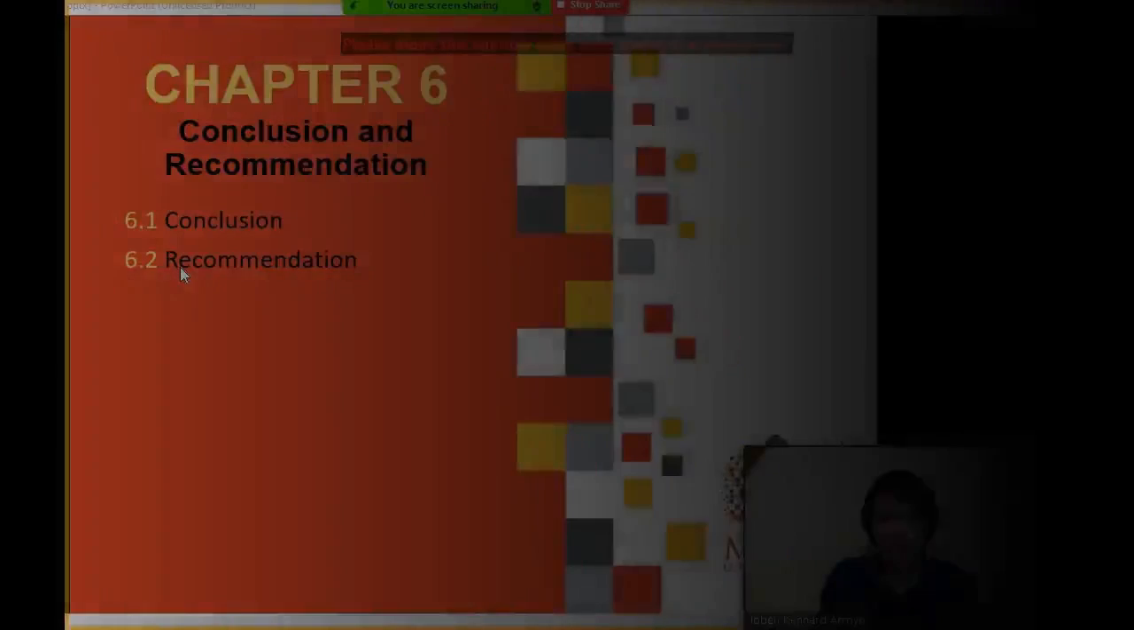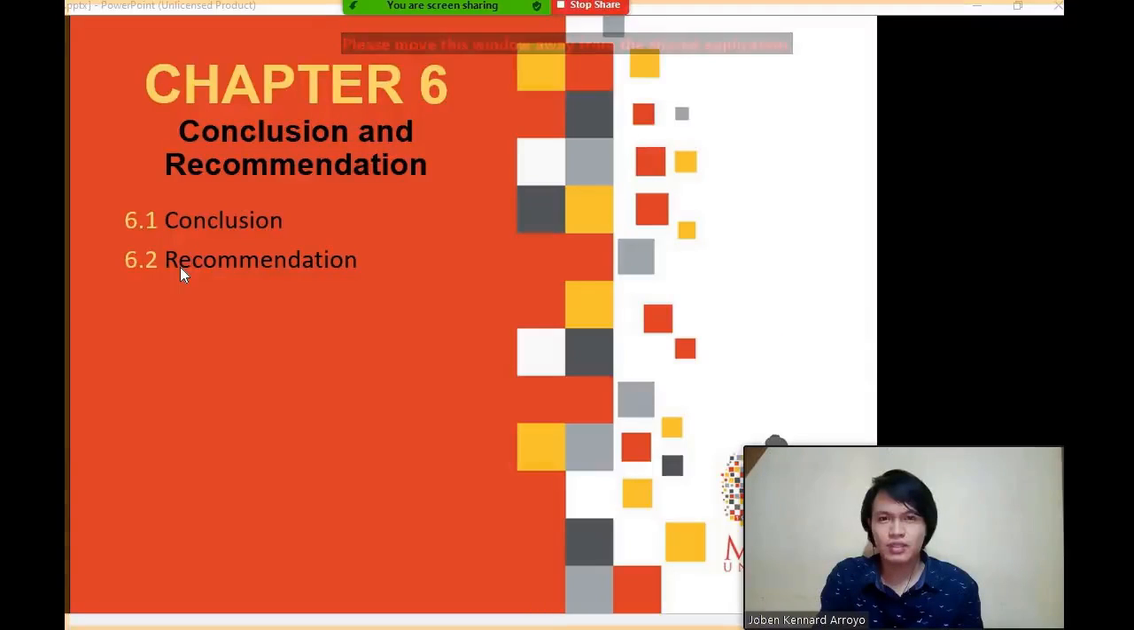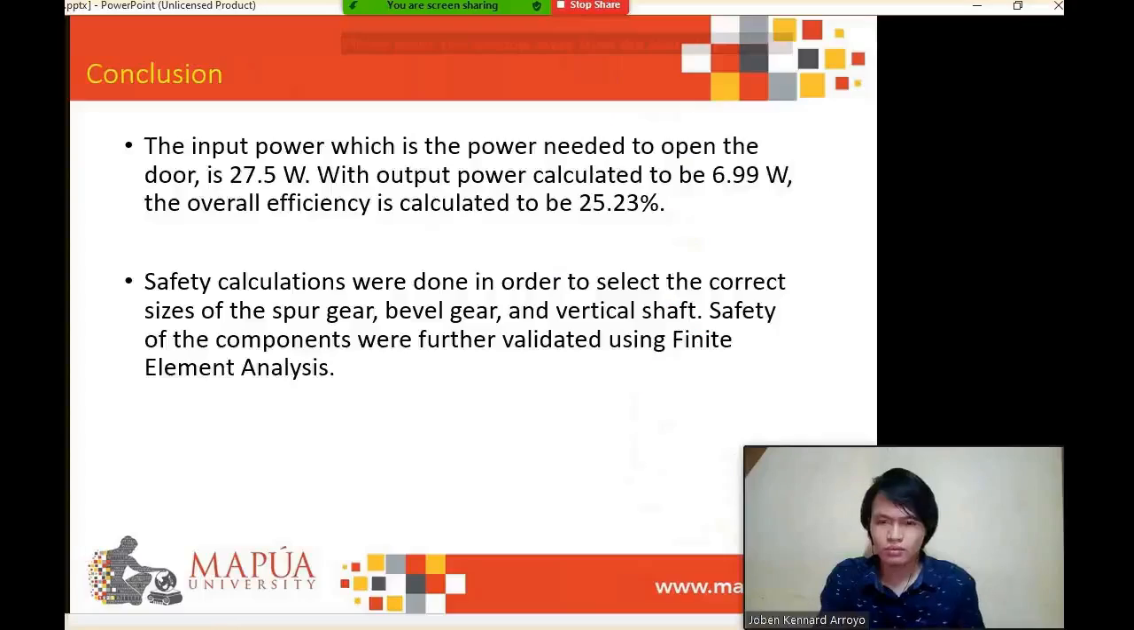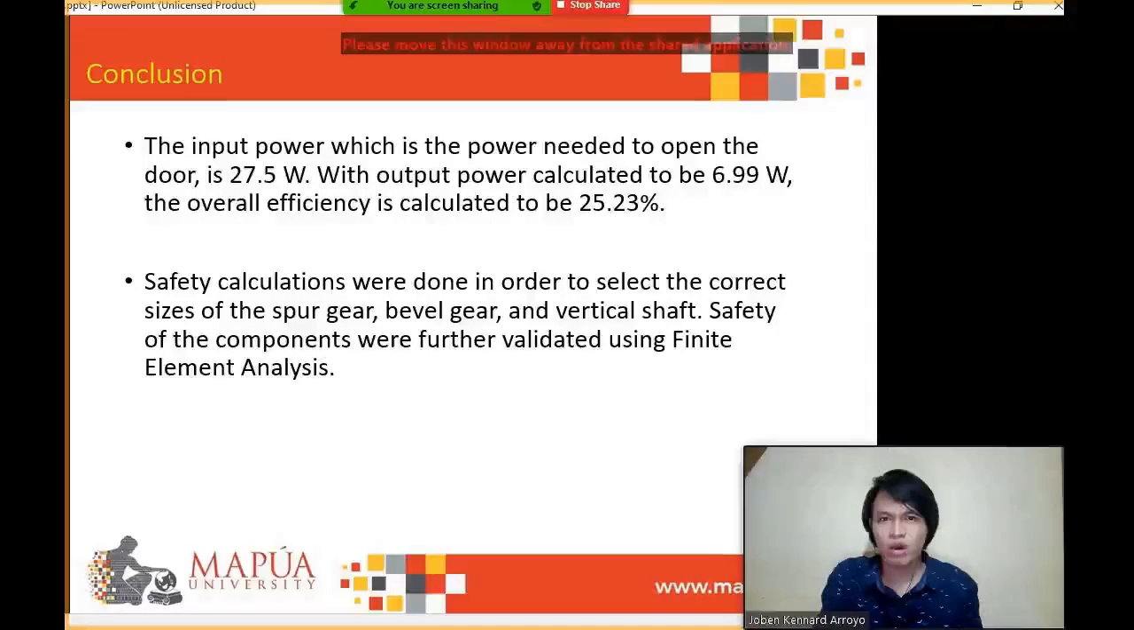I am Joben Kennard Arroyo, and I will be concluding the presentation of our thesis. In theory, the machine should be able to produce a maximum power output of 6.99 watts per input power of 27.5 watts produced when opening the door. In order to make the project viable, the torque and speed of the generator shaft should be at least 8 kg per centimeter and 194 RPM respectively.